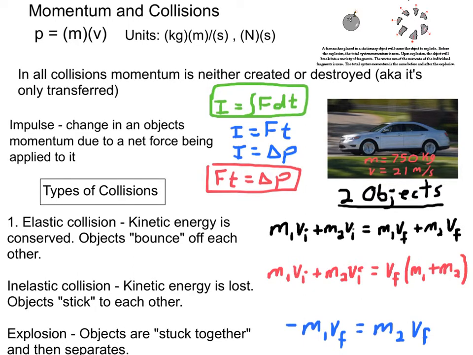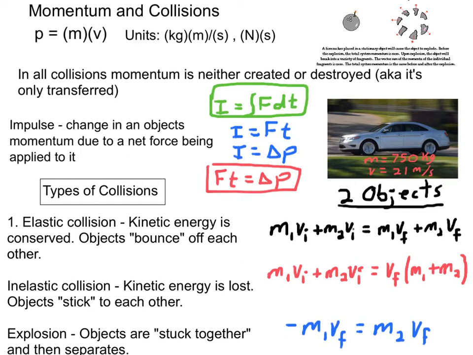Now, a very useful concept that kind of comes from this is the concept of impulse. You'll sometimes see it used with a capital J, because I ends up getting used for electrical current. Now, impulse is the change in an object's momentum due to a net force being applied to it. It's force times time if the force is constant. If the force isn't constant, it's the integral of F dt. It's also the change in momentum.